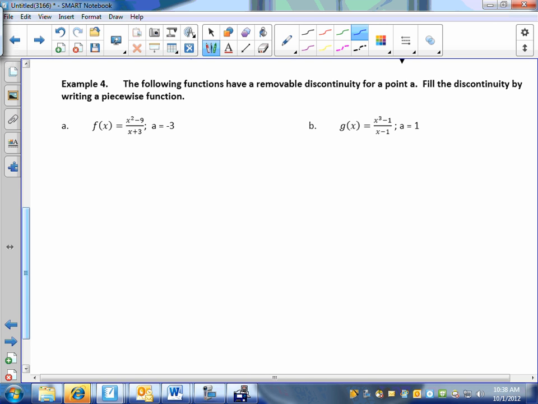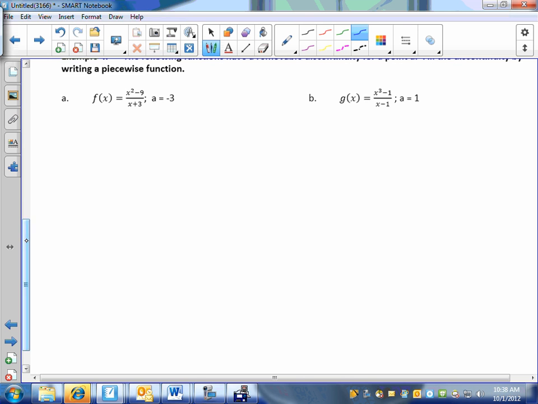Right, and now we have a last one, which is example 4. It says the following functions have a removable discontinuity for a point A. Fill the discontinuity by writing a piecewise function. Okay, so we're going to sketch a graph and we're going to write a new function. All right, so let's draw a little graph.